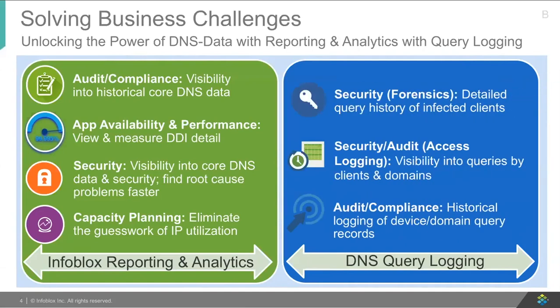Perhaps you want to look at the core network services supporting the business-critical apps, so those are absolutely essential. Security, of course, is around visibility into your core DNS data and being able to find root cause problems much more quickly. And then, as I just mentioned, capacity planning, looking forward into what your needs will be in the future and eliminating that guesswork. All of that is contained in the Infoblox reporting and analytics. Craig, there's also query logging, right? I mean, there's a lot of opportunity there.